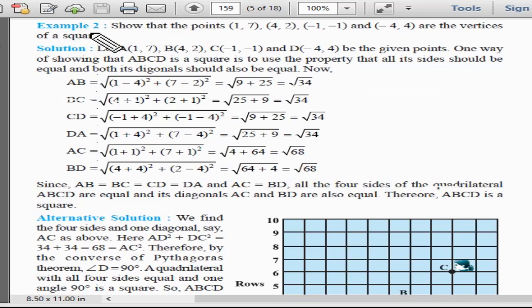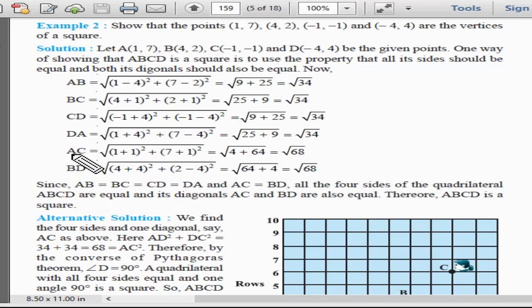This is example 2 of chapter 7. We have to show that these 4 points are the vertices of a square. So we will find all the 4 sides: sides AB, BC, CD and AD. After finding the sides, you can find the diagonals AC and BD. In this, diagonals AC and BD are equal. So we can say that ABCD is a square, since all the 4 sides are equal and diagonals are equal.